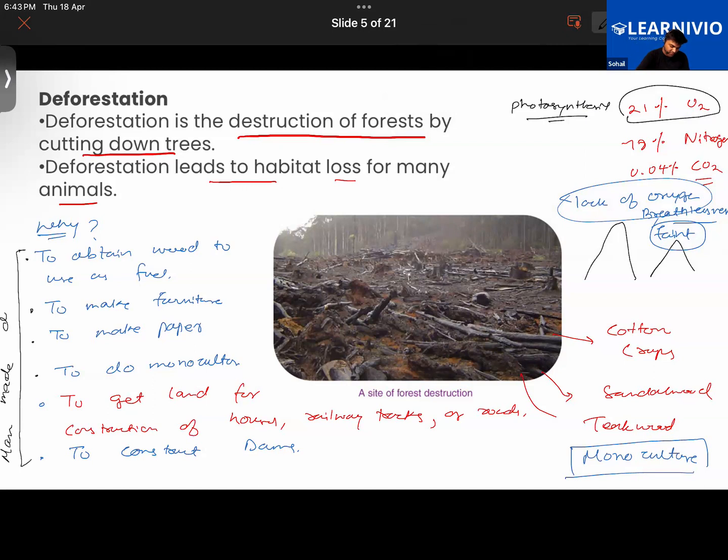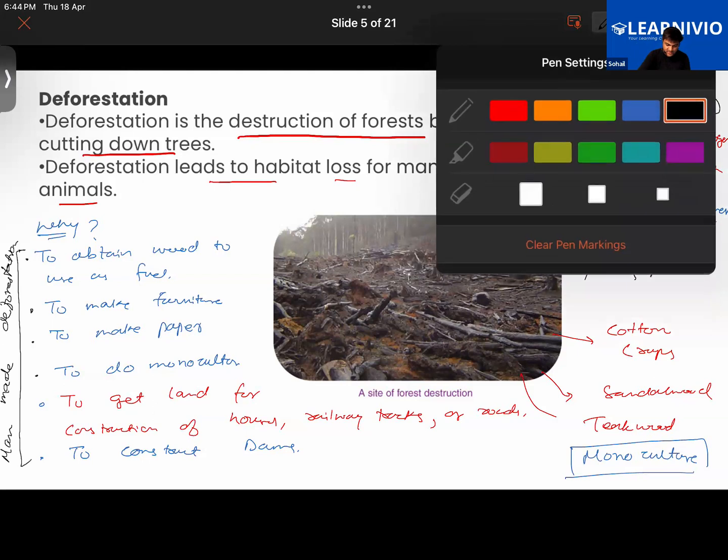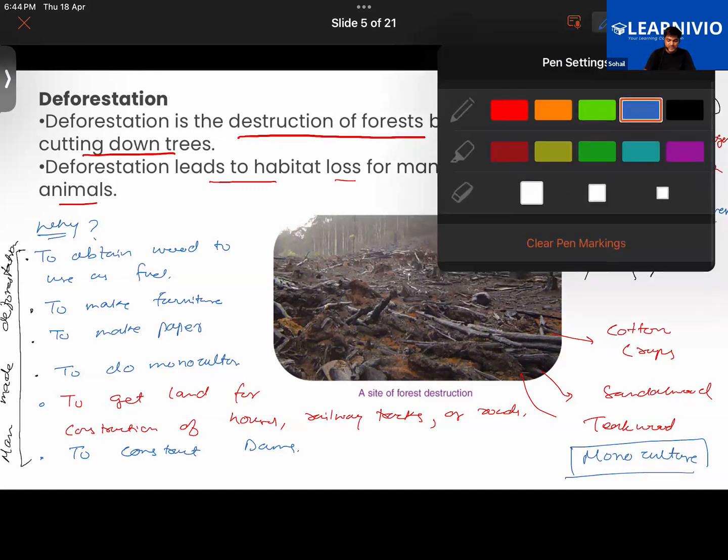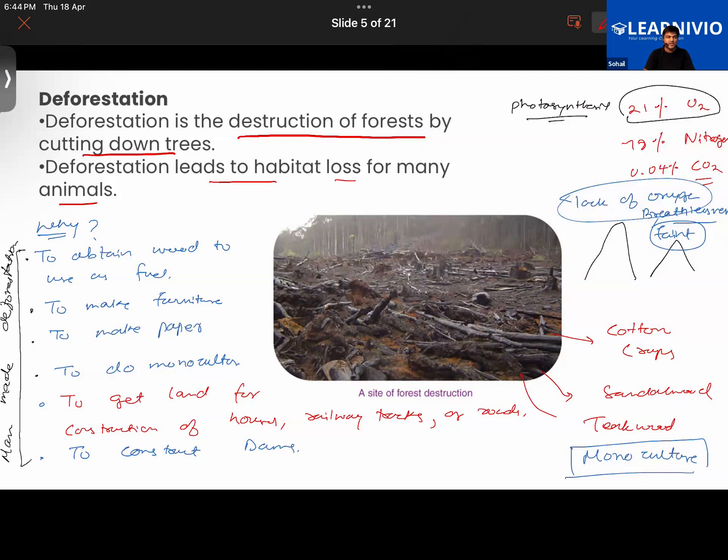Now, earlier, I think you asked about forest fires. So that is a natural cause. So there are some natural causes of deforestation also, like forest fires, or you have a case of severe drought. Like if it hasn't rained for, let's say, a few years, then conditions of drought will develop. So natural causes are as follows.